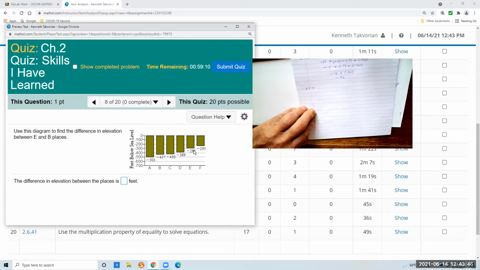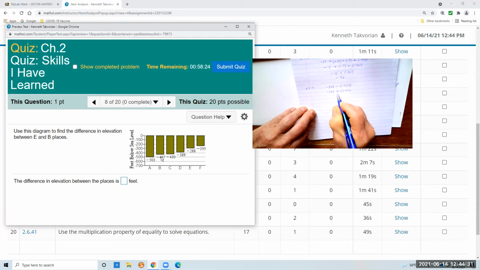Let's read this problem carefully. Use this diagram to find the difference. Difference means subtract an elevation between E and B. Let's see. E is minus 288. We want the difference between E and B, so we want to subtract from that the value of B, which is also a negative, negative 437. This is a subtraction problem of two negative values. We change subtraction to add. We find the opposite of the number that follows, so that becomes a plus 437.